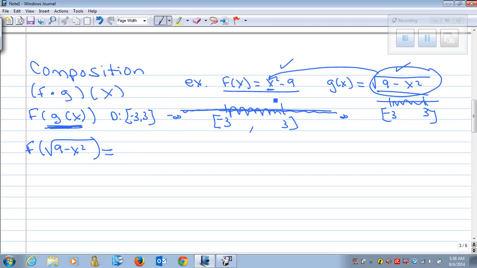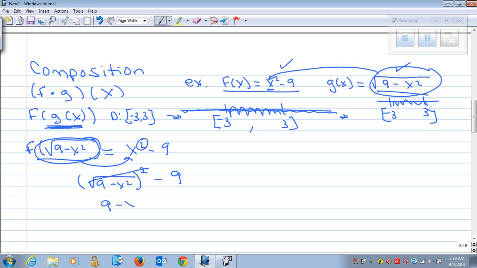And some people even rewrite it and go x squared minus 9 and realize, oh, I want this chunk of information to go in for this x. Whatever helps you. So I'm going to put a parenthesis, and I'm going to write the square root of 9 minus x squared, and then I'm going to square it minus 9. And now let's take a look at what happens. We have a square and a square root, so they would cancel. We would have 9 minus x squared minus 9. Our 9's would cancel, and we would be left with negative x squared.